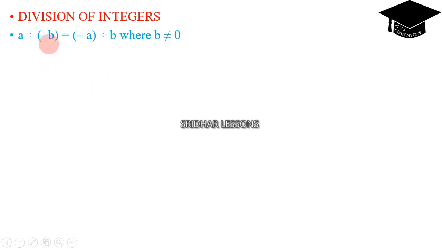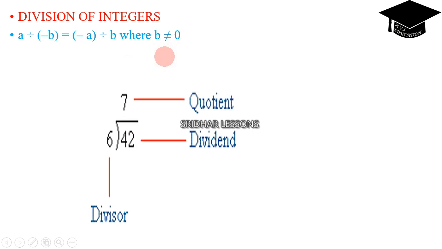Before going to the next exercise, we will discuss the concepts. Division of integers: a divided by minus b is also equal to minus a divided by b. The condition is that b should not be equal to 0. In division, if 6 is going to divide 42, 6 is called the divisor, 42 is called the dividend, 7 is called the quotient. Of course, 0 is the remainder.